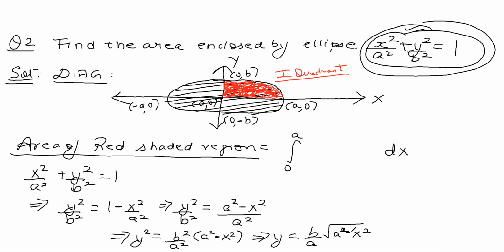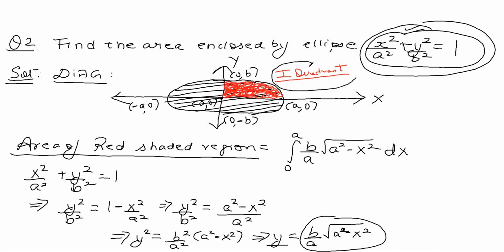That means if I am integrating with respect to x, I have written y in terms of x. So I can write here b by a times under root a square minus x square. Guys, again, I have not taken the negative sign of y because we are in the first quadrant. And in the first quadrant, x and y both are positive. So this is the area of the red shaded region. We are integrating with respect to x.